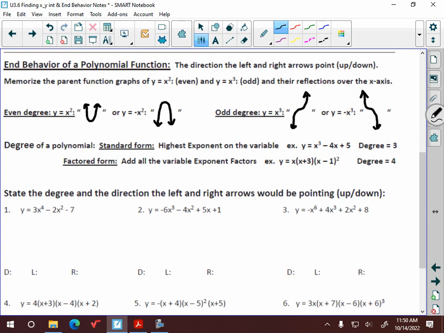Now, if it's in factored form, what we do is we add up all the exponents of the factors. And again, the factors have to have an x counted. So the x on the outside has an exponent of 1, plus x plus 3 has an exponent also of 1 on the outside, and then x minus 1 squared has an exponent of 2. So if we add 1 plus 1 plus 2, we're going to get 4. And so that's how you find the degree of a polynomial in factored form.